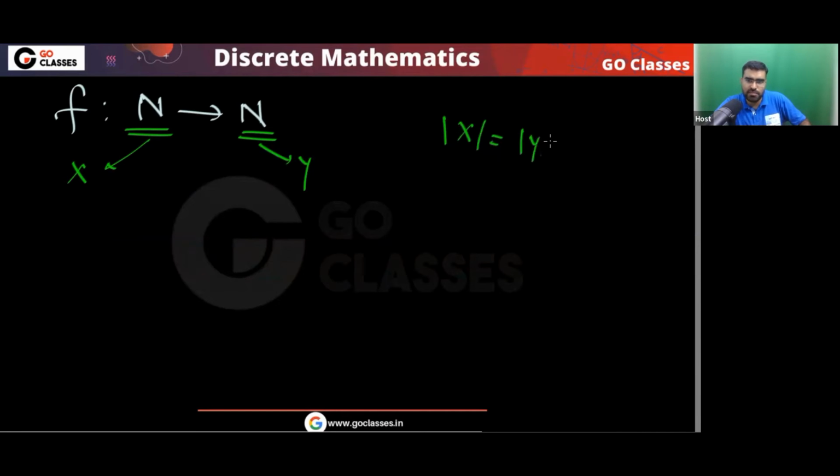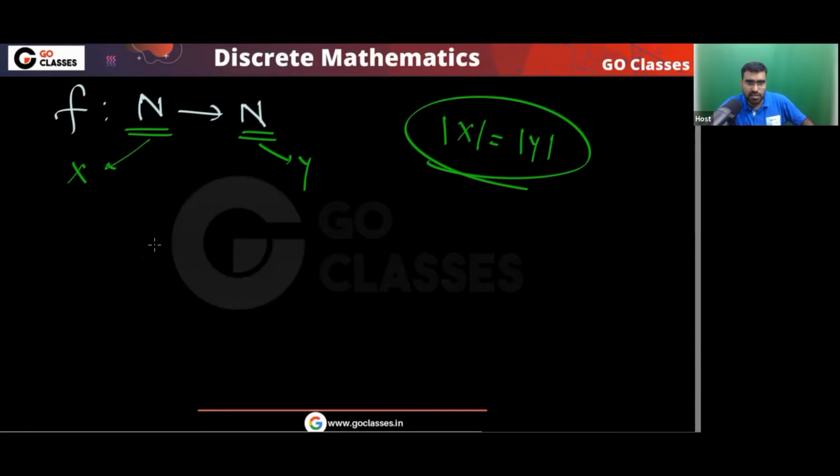Remember, finiteness is very important. Please understand, finiteness is very important because from n to n, I can do this. Of course, here this set and this set have the same cardinality. Like this is your set x, this is your set y. Agree? They have the same cardinality.